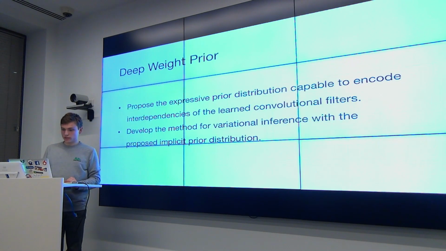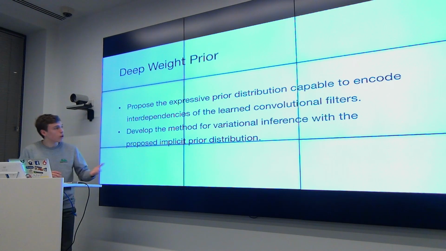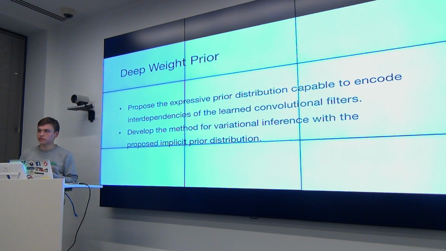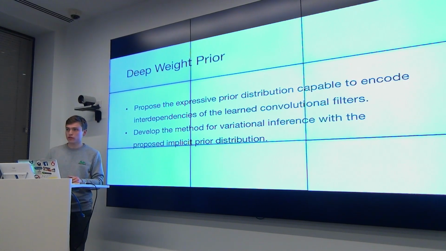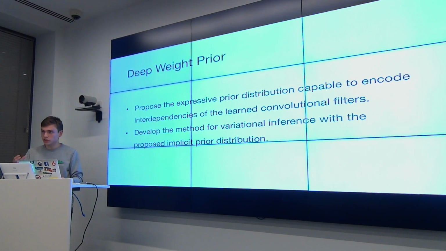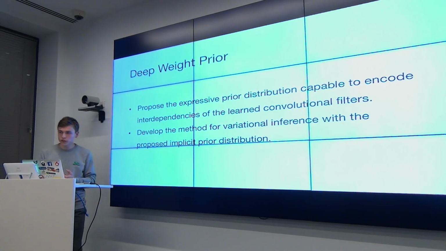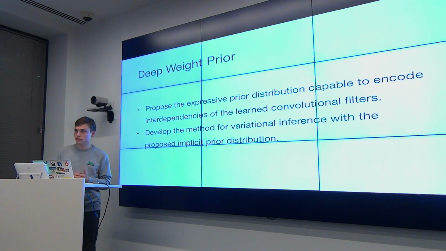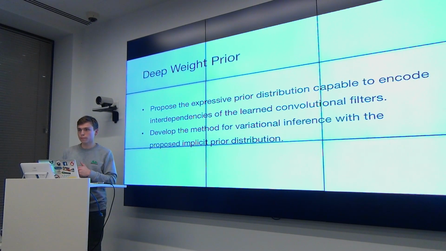So that's it. I wanted to point out that in our work we first propose an expressive prior distribution which is able to encode the intrinsic structure of parameters of convolutional neural networks. And second, we developed a method for variational inference with such an implicit prior distribution. Thank you.